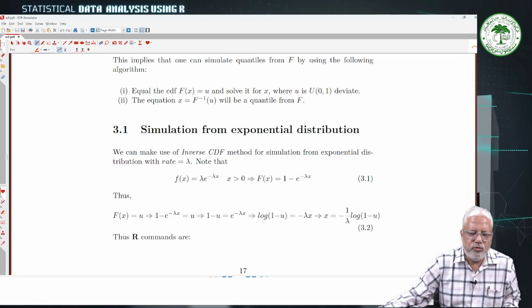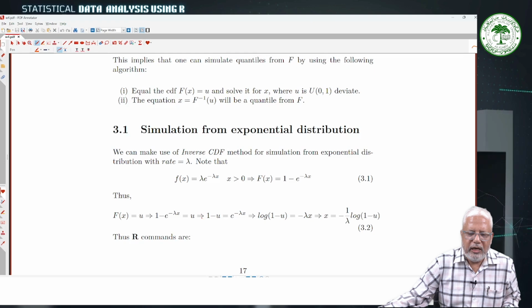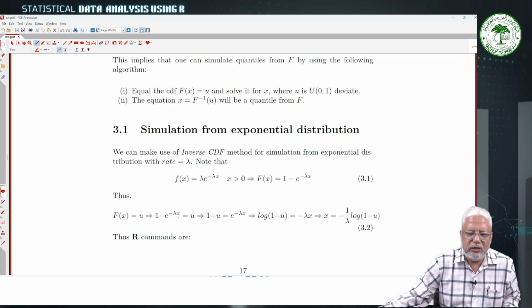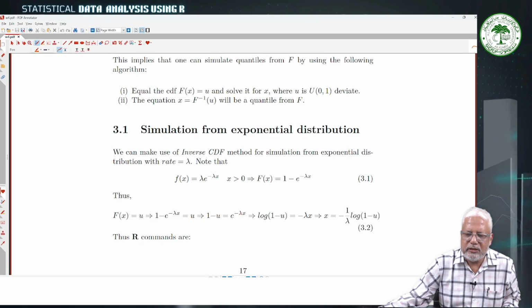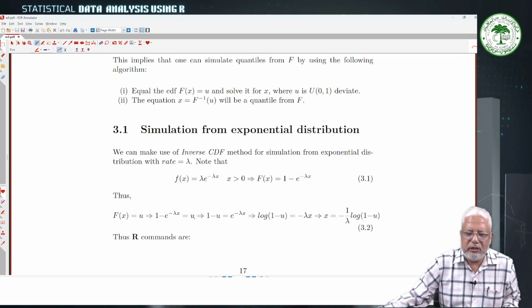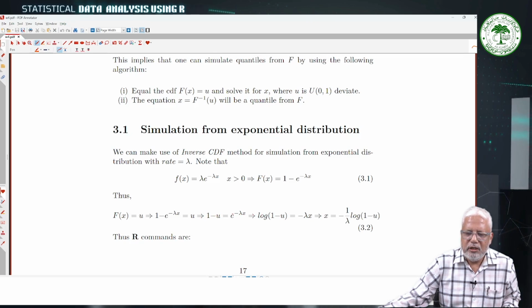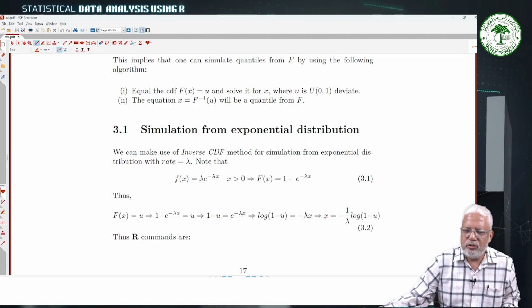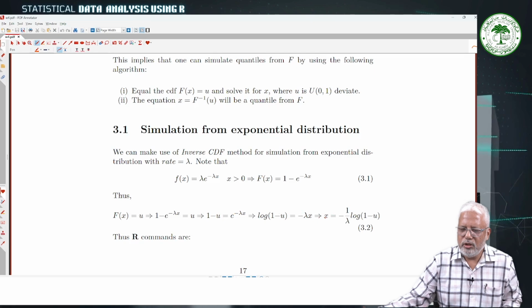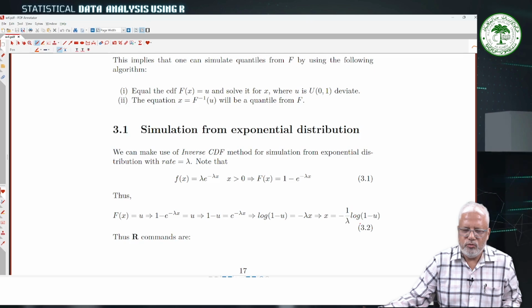So, F(x) = u implies 1 - e^(-lambda x) = u, and this implies we take this to the left hand side, 1 - u = e^(-lambda x). Now take the logarithm of both the sides: log of 1 - u is equal to minus lambda x, and this implies x is equal to minus 1 by lambda log of 1 - u.